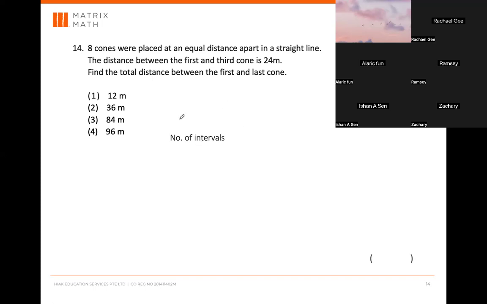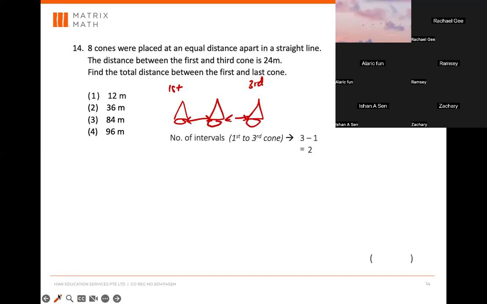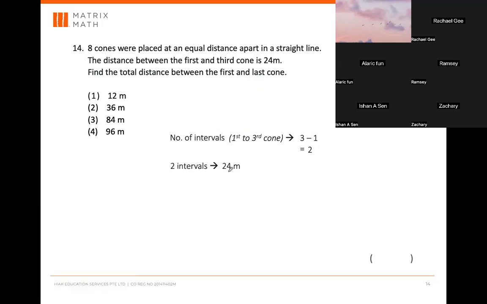So number of intervals, meaning that, okay, from the first to the third cone, how many intervals are there? So what you could do is that you can actually draw out your cones if you want. So this is the first to the third. So how many intervals are there? There's actually 2. So you just use 3 minus 1, which is 2. So there's 2 intervals. And these 2 intervals are actually 24 meters. Okay. So 2 intervals is 24 meters. 1 interval will be 24 divided by 2, which is 12.